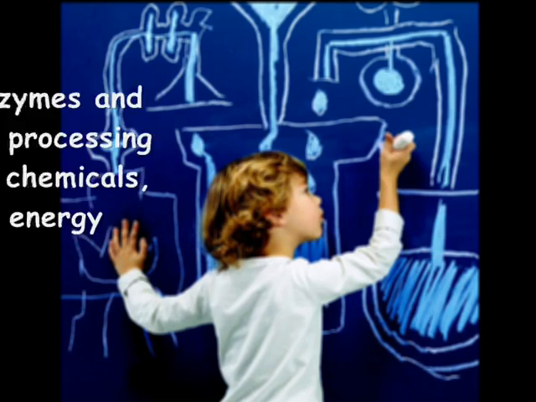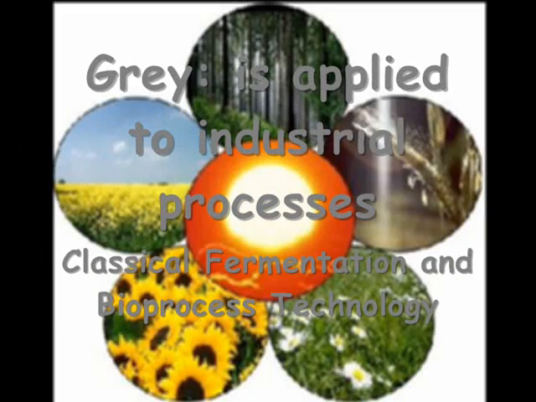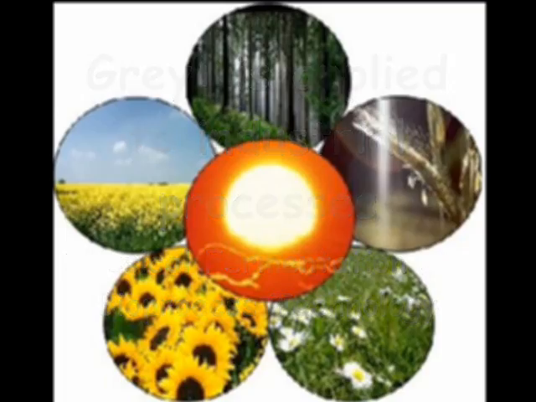Green biotechnology is the use of environmentally friendly solutions as an alternative to traditional agriculture, horticulture, and animal breeding processes. It is also called environmental biotechnology. White biotechnology is the use of enzymes and organisms for the processing and production of chemicals, materials, and energy for industrial processes. It is also focused on gene-based bioindustry. Finally, gray biotechnology focuses on classical fermentation and bioprocess technology.